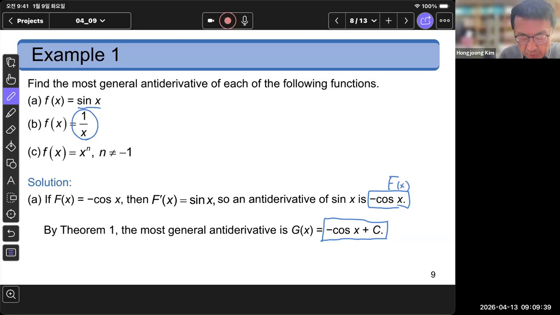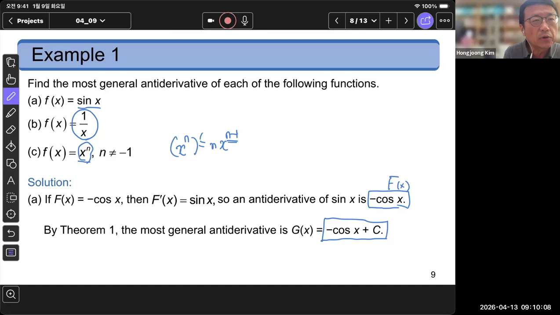Oh, actually, let me consider this c first. What if x to the n? What do I get? Okay, if you remember, when I differentiate x to the n, you get n times x to the n minus 1. So the power of x decreases by 1. Now, I need to have this exponent n after differentiation.